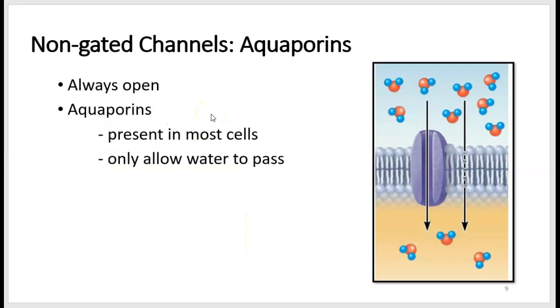So here's an example of a non-gated channel, and that is the ubiquitous aquaporin, present in all of your cells, that allows water to pass easily across a cell membrane. Now it is true that water can pass through a phospholipid bilayer, but it isn't easy, and it doesn't happen everywhere in the body. It depends on the concentration gradients. So for our purposes, we're going to assume that water needs an aquaporin to get across a cell membrane.